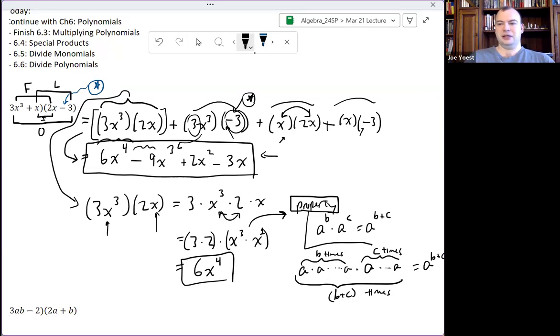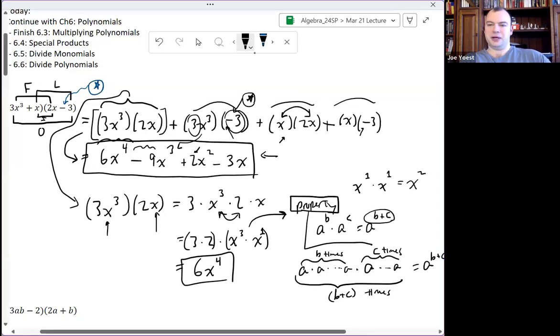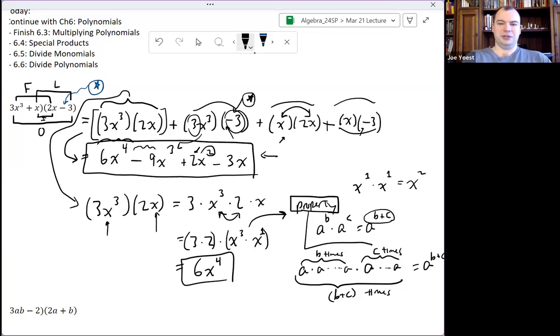This third term, we could rewrite x times 2 times x as 2 times x times x. The constant 2 just comes down, and then x times x, again, that's x to the first times x to the first. So we add the powers to get x squared. And then the x times minus 3, we just write that in a more convenient notation as minus 3x. But I think this first term here is really the crux of this step. If you can get that first term, then the other ones are a bit easier.